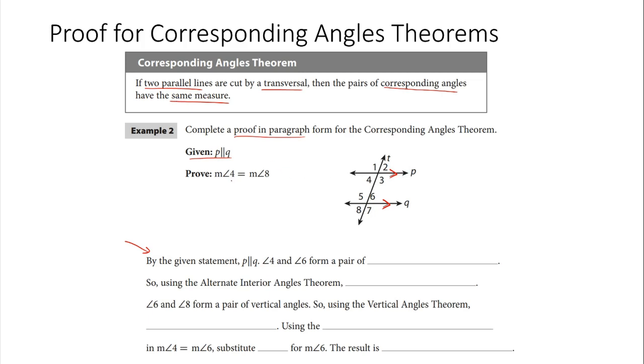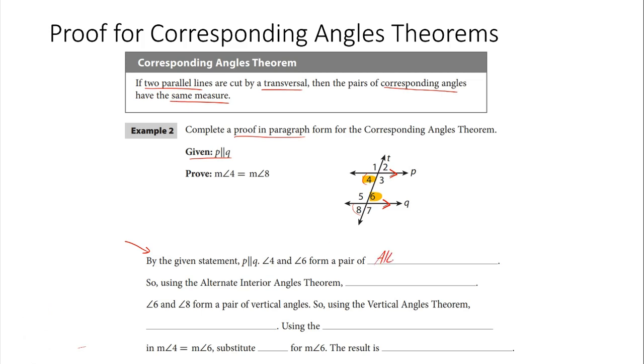Prove that angle 4 and 8 are the same. So angle 4 and angle 8. Given the statement, P and Q are parallel. So angle 4 and angle 6, we're talking about angle 4 and 6. We already did alternate interior angles, right? Well, isn't that what angle 4 and 6 are?